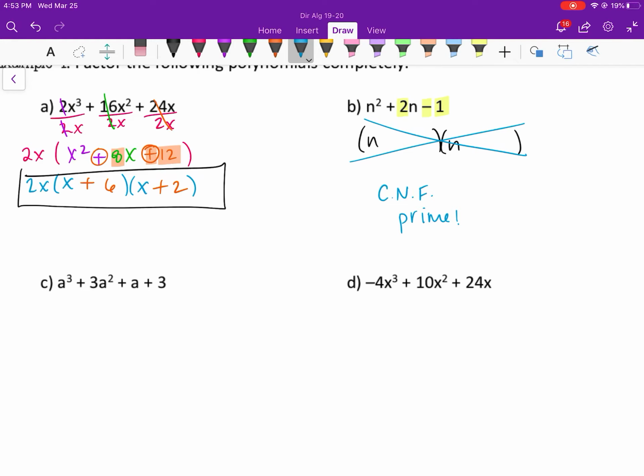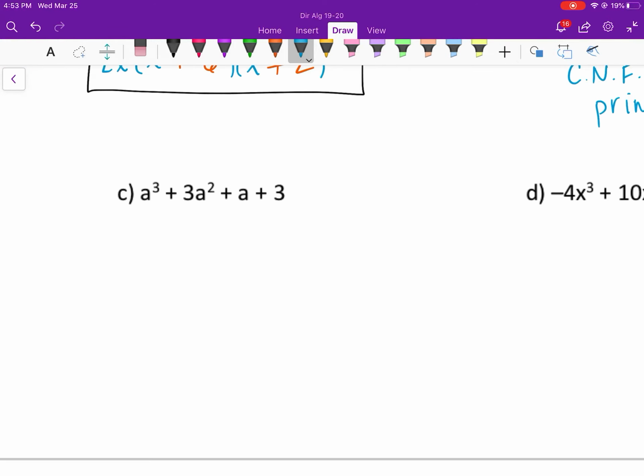Example C, we first look for a GCF. I don't have one. Then we try to look for dots. Well, there's 4 terms, so it can't be dots. We're not going to be able to factor like normal because there's 4 terms, so that leaves us with factoring by grouping. We break it into the first group and second group.